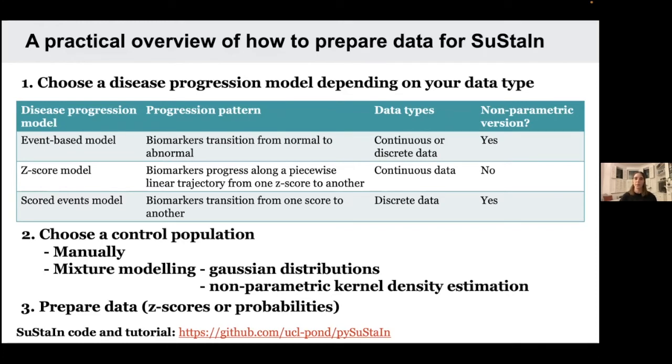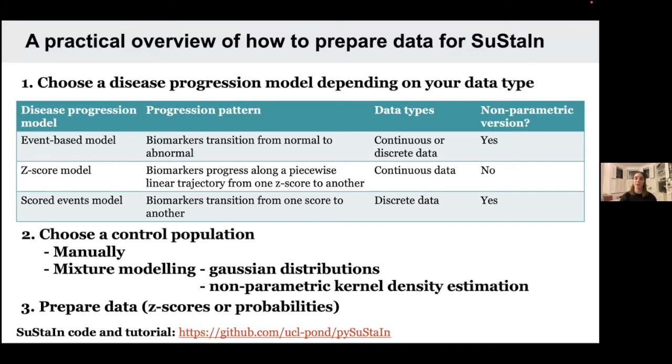So the event-based model is normal to abnormal transitions. It's appropriate for all types of data and is very flexible, but it can't model different severity levels of biomarkers. The second option is the Z-score model, which is probably the one that you would use in most situations. So this describes biomarkers that progress along a piecewise linear trajectory from one Z-score to another.